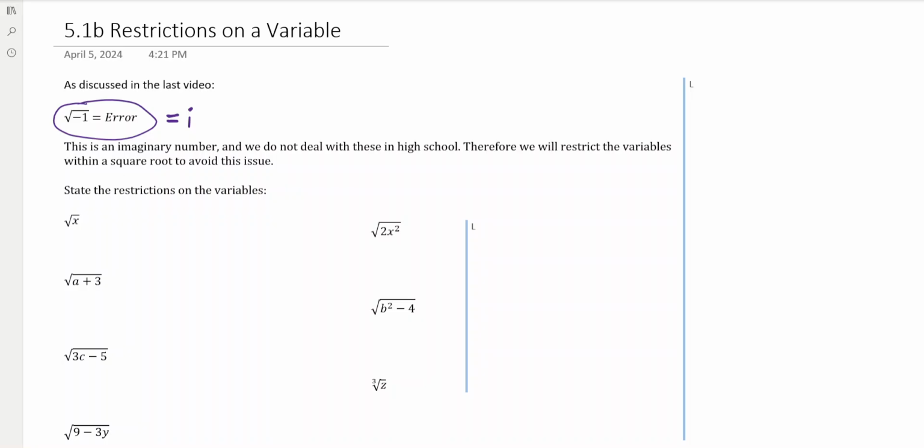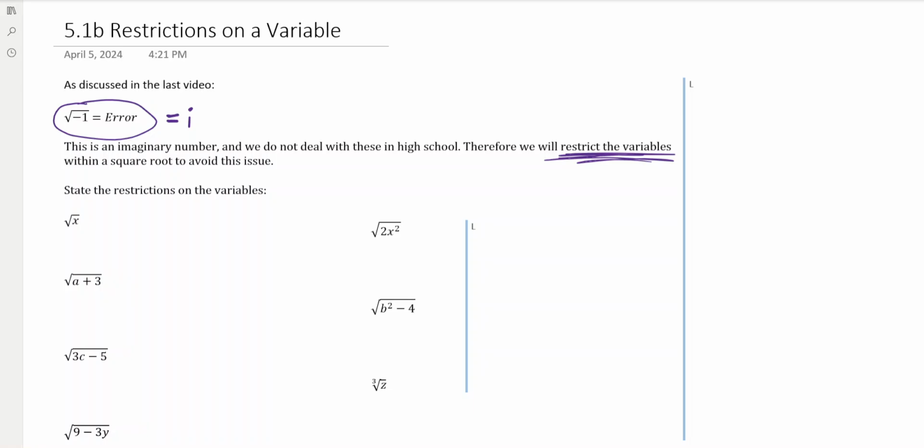So if you think back to Math 10C and the different types of number sets, we've got real numbers and we have imaginary numbers. And we don't talk about imaginary numbers in high school. That's a university concept. So we're going to avoid that issue by putting a restriction on the variable. Okay? So the restriction on the variable will prevent the inside of the radical being negative.